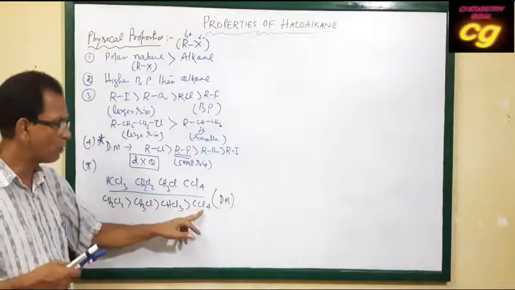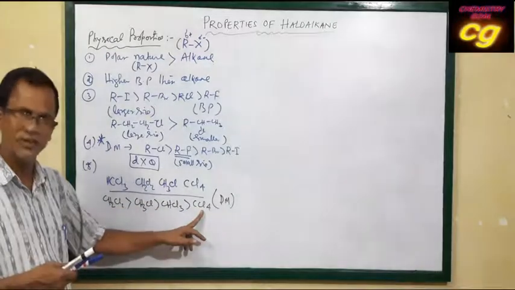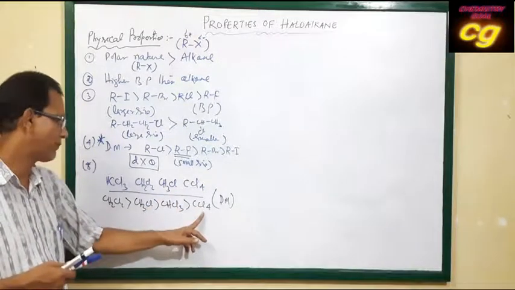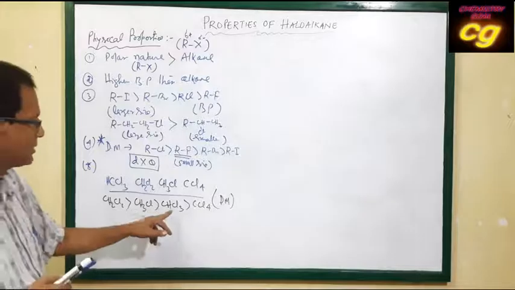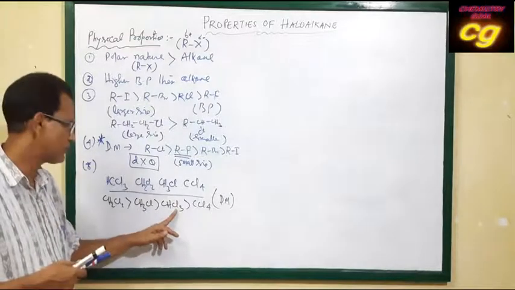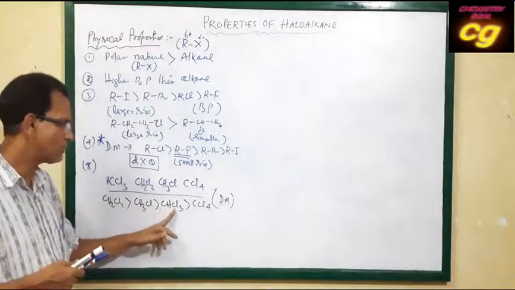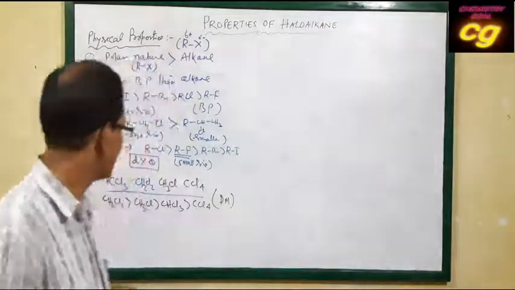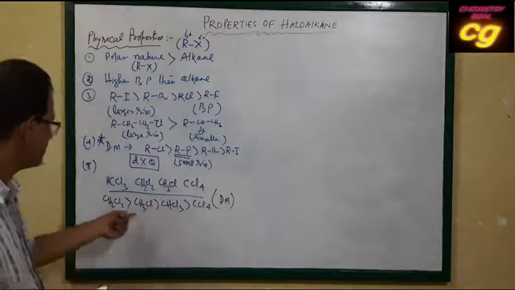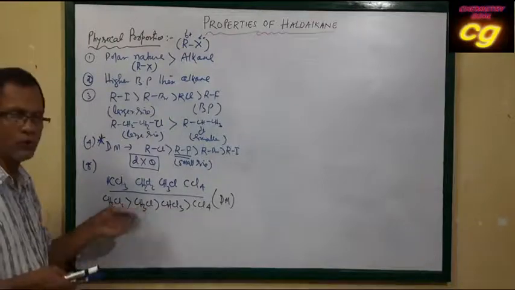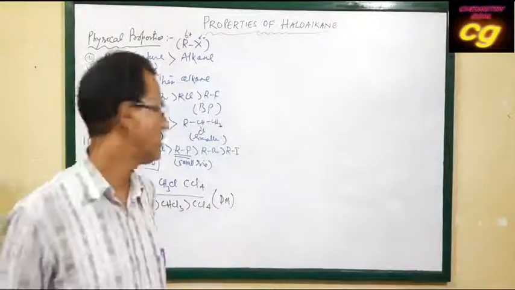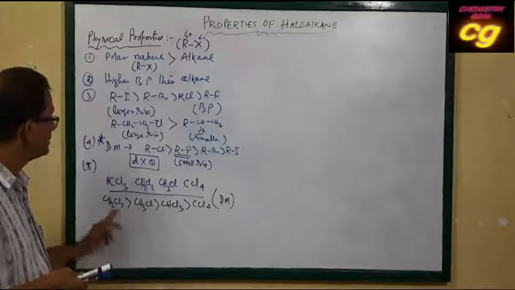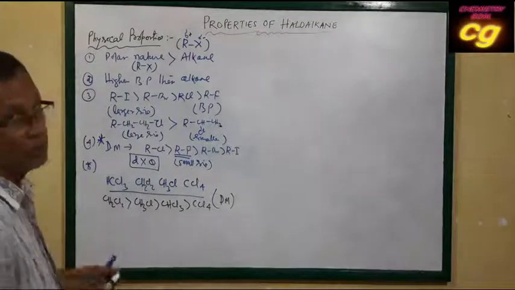In CCl4, all the bonded atoms are of equal size, that is similar atoms. That's why the resultant dipole moment is 0. In CHCl3, it depends upon the three chlorine atoms. As it has three chlorine atoms, the resultant dipole moment is partially cancelled, so it will be less. But in CH3Cl, with one chlorine, the dipole moment value is more.